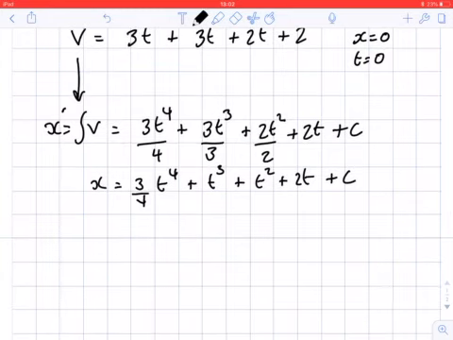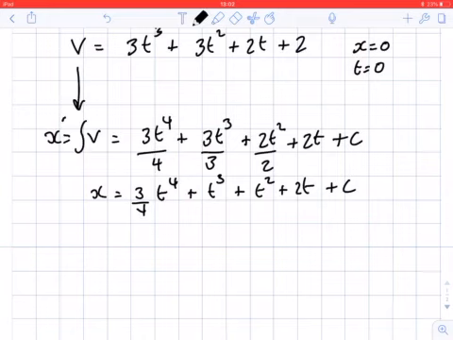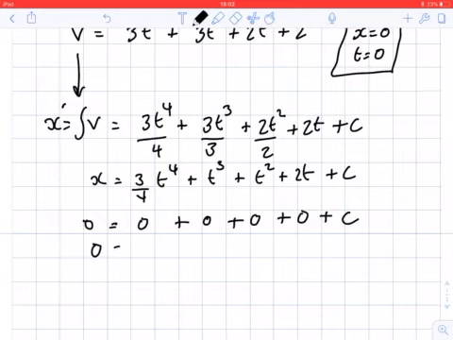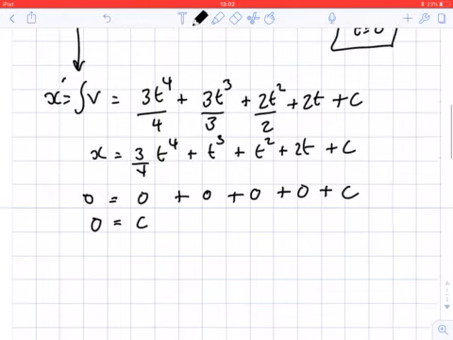The issue now is that this is a general equation because we don't know what our constant is, but if you recall, we had some initial conditions. When x is 0, t is 0. So now I can substitute those in. That would become 0, that would become 0. So anything with a t in becomes 0, leaving me with c. So in this case, my constant of integration is actually 0.